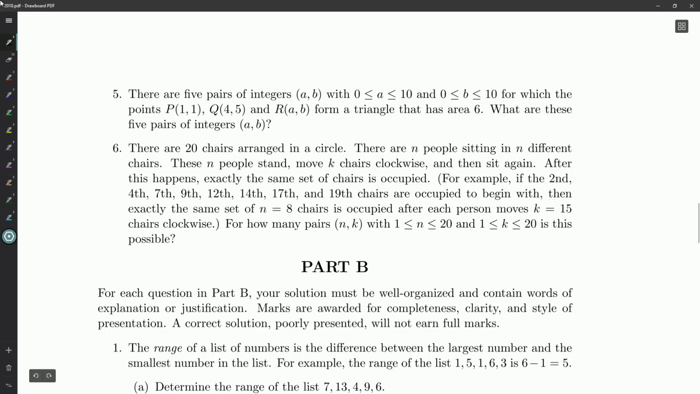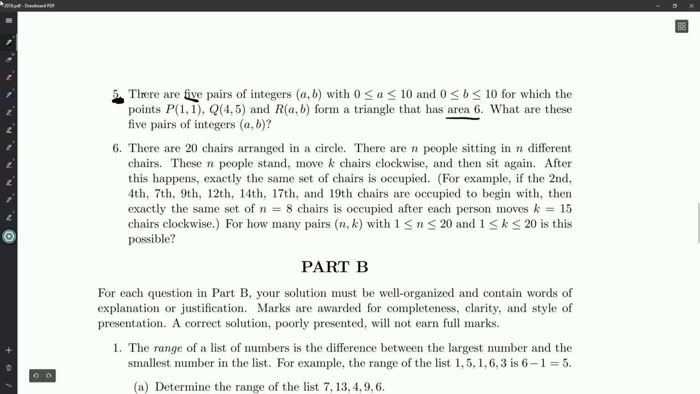We're looking in this video at question number 5 on our 2018 CIMC paper. There are 5 pairs of integers a, b, where both the numbers are between 0 and 10, for which the points (1, 1), (4, 5), and (a, b) form a triangle that has area 6. What are these 5 pairs of integers a, b?